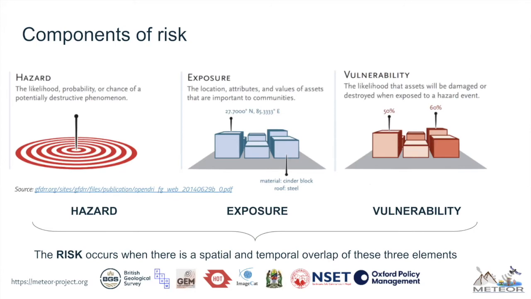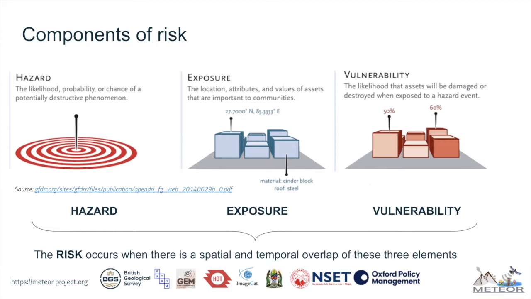There are three components that make up risk: hazard, exposure, and vulnerability. The hazard component encompasses the likelihood of potentially destructive phenomenon over time. For the case of earthquakes, this involves the estimation of frequency of different magnitude earthquake events from active faults in the region of interest, and what intensity of ground shaking those might produce.